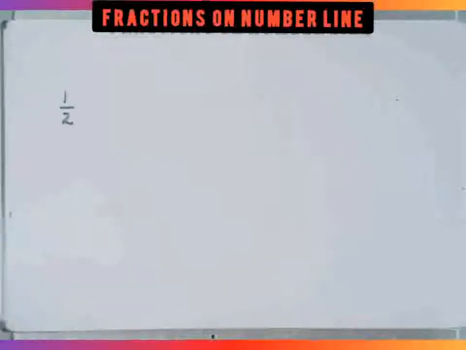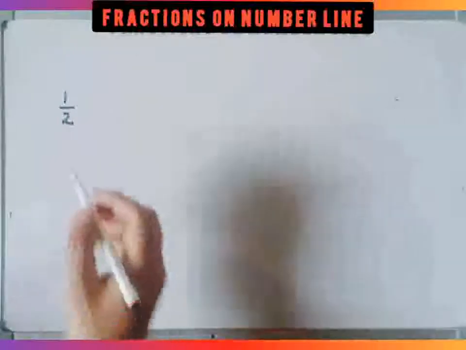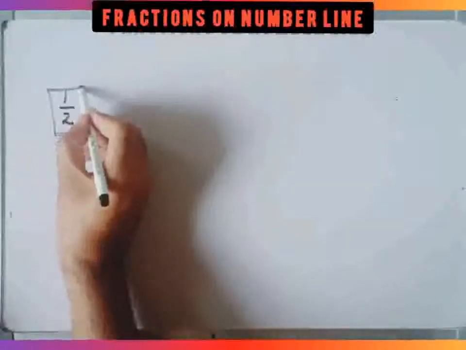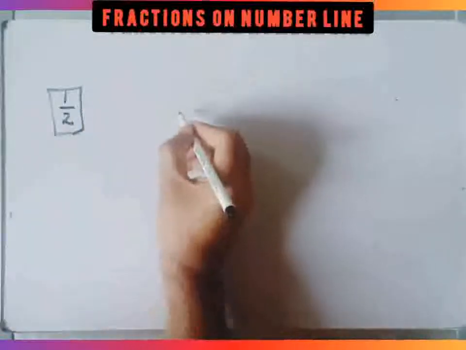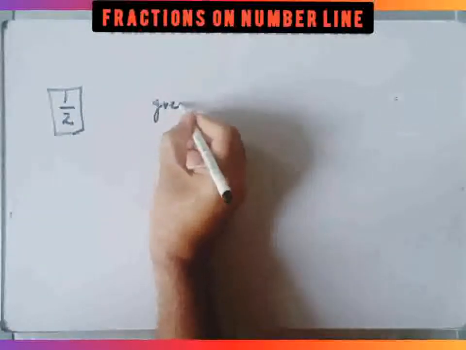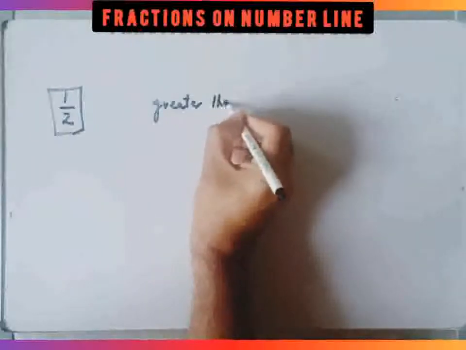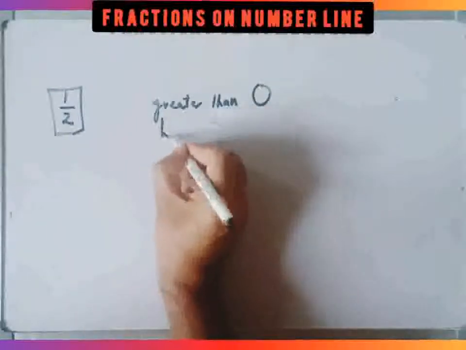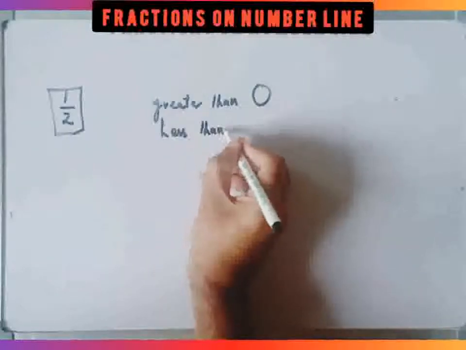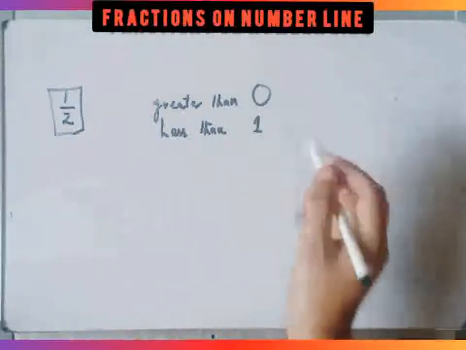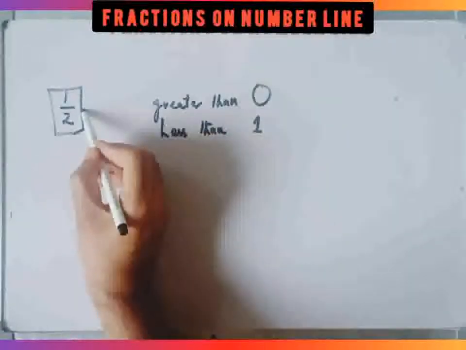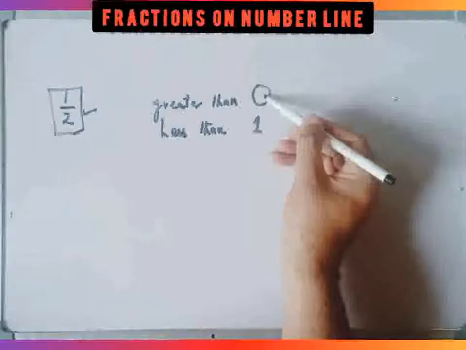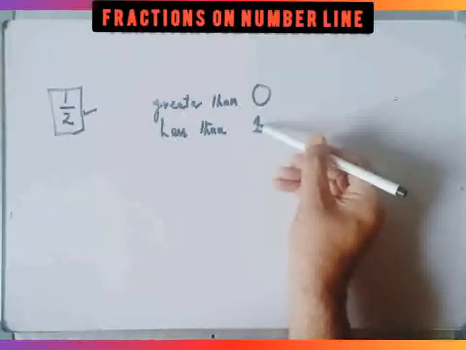Let's start. You know that this is a fraction and it is read as 1/2. Let's try to represent this on a number line. We know that 1/2 is greater than whole number 0, but less than whole number 1. So what does that mean? It means that this 1/2 should be somewhere between 0 and 1.